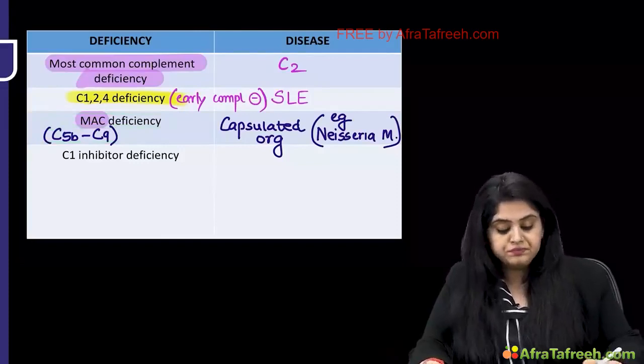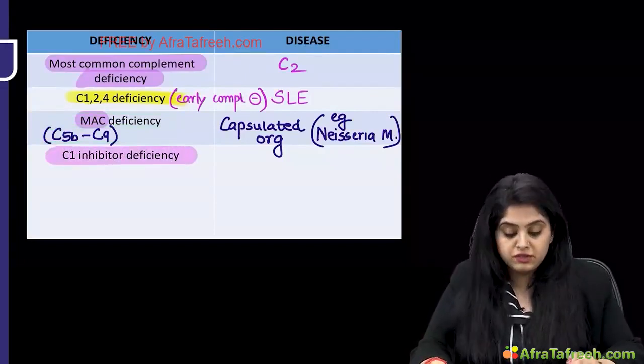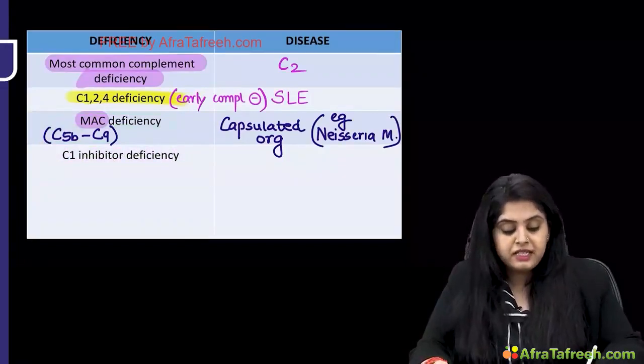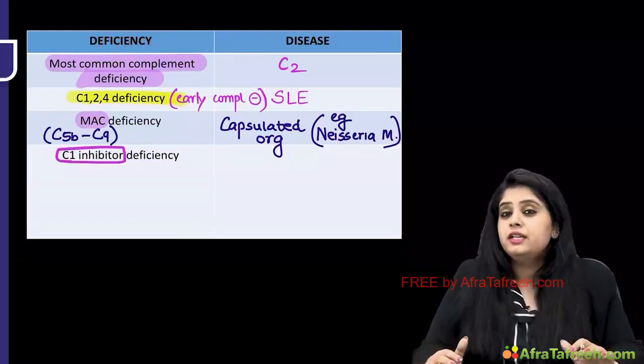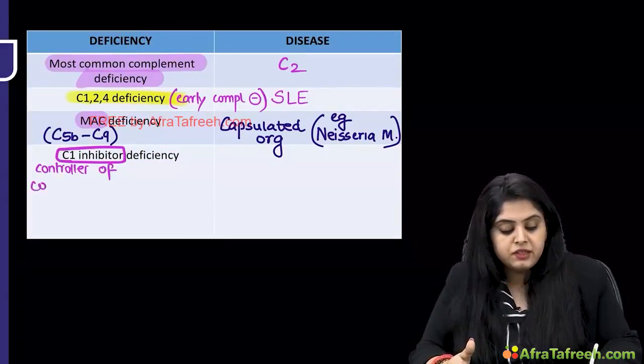Now they will ask you, what is this? And this came in the previous FMG and the NEET exam: C1 inhibitor deficiency. Please note, C1 inhibitor, what is the name telling you? C1 inhibitor, it will inhibit the complement system. Basically, it's a controller of the complement system.